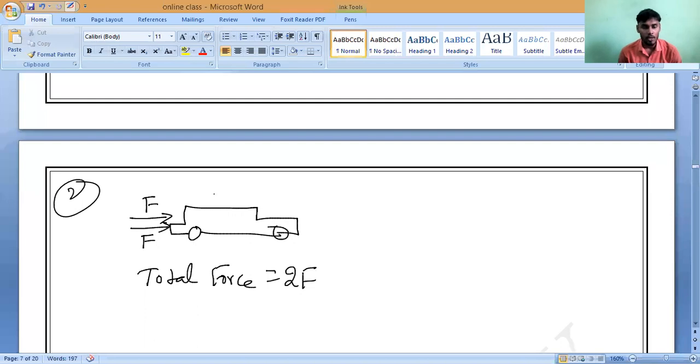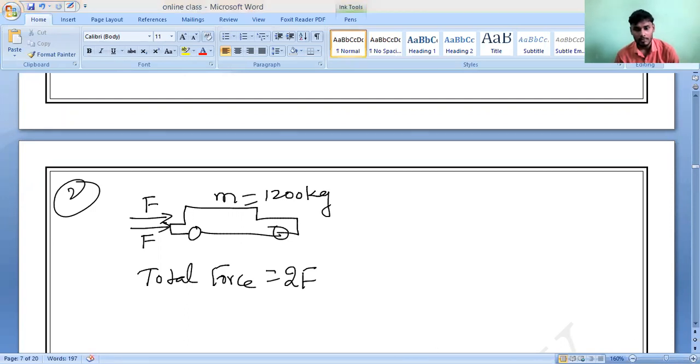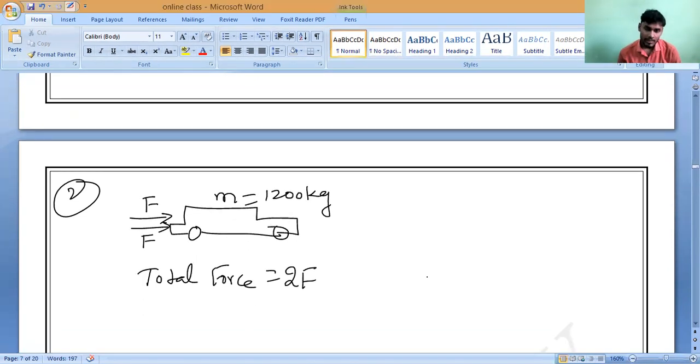Do you understand, all of you? Mass equals how much? Mass equals 1200 kg. Do you understand, all of you? Tell me, please speak. Now, same car, how many persons pushed before?